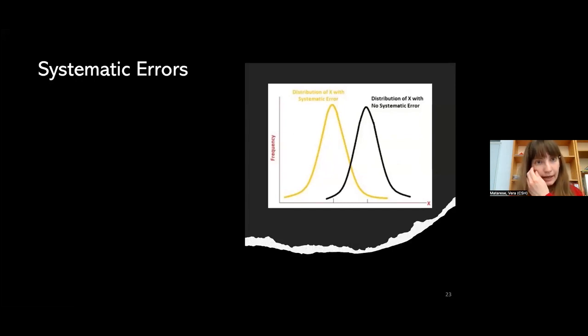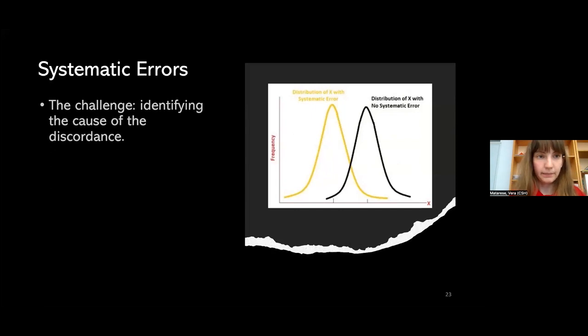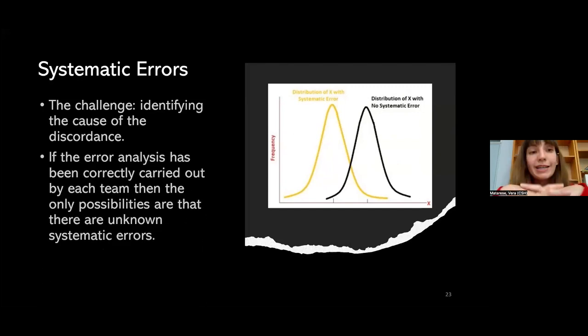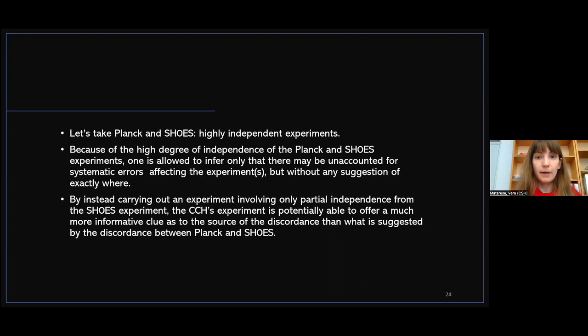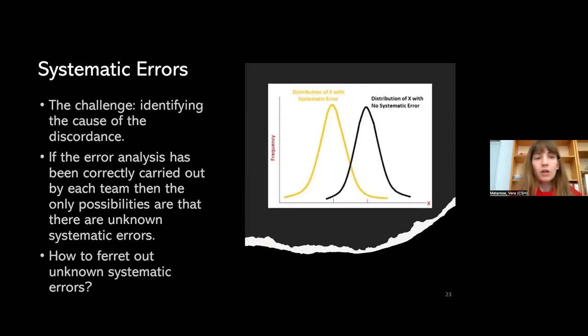Then we have systematic errors, right? So hypothesis two and hypothesis three. So basically, the challenge here is exactly to identify the cause of the discordance. Here we know that if we analyze the error well, and still we have discordant results, then there must be some unknown systematic errors. So in this case, the SH0ES team and the Planck team have really tried to come up with different sources of systematic errors. Also in this case, they have really tried hard to come up with sources of systematic errors, and yet they had discordant results. So then the problem was how to ferret out unknown systematic errors.